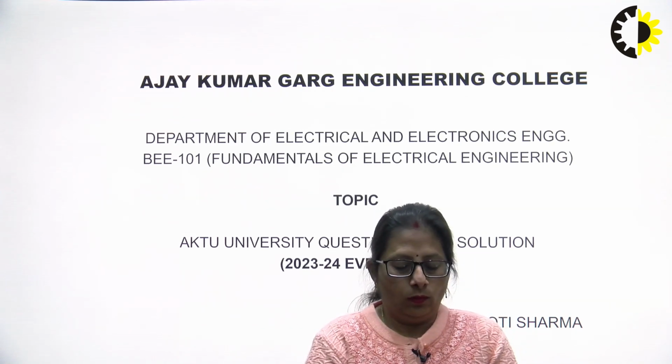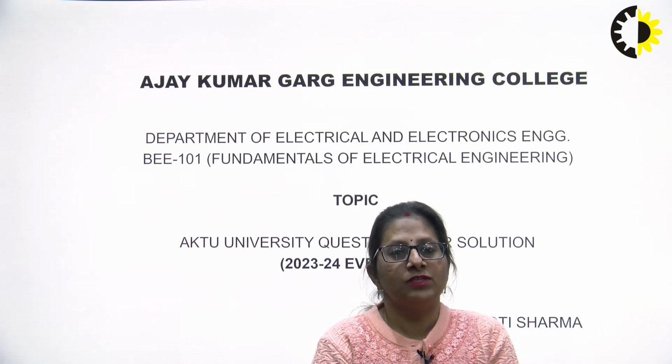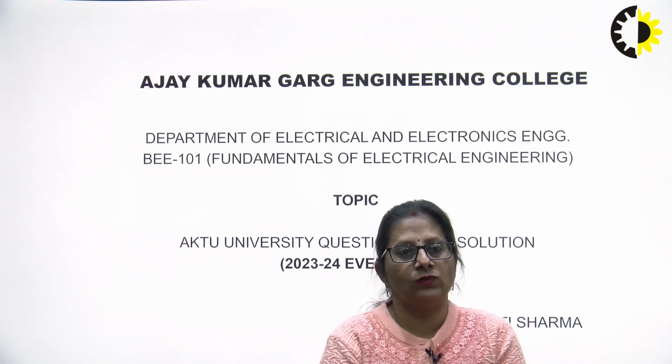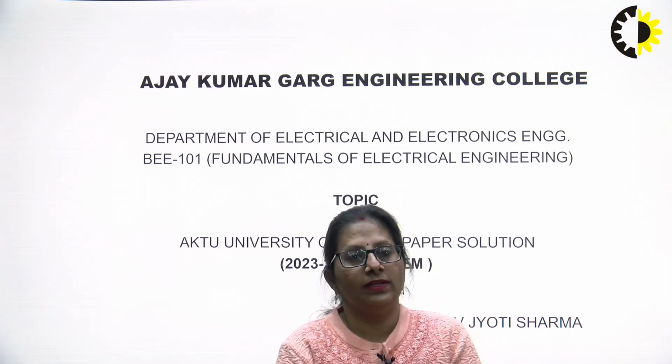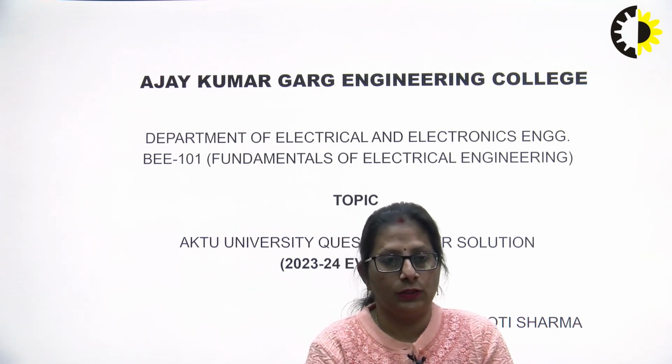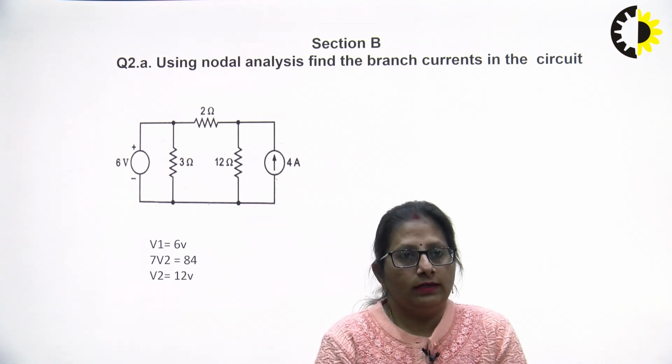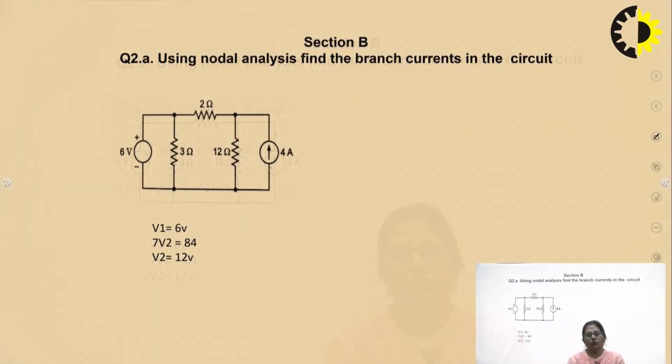The subject we were dealing with was Fundamentals of Electrical Engineering, with subject code BEE 101 under AKTU. In the university question paper, section B has a second question, part A: using nodal analysis, find the branch currents in the circuit. For the circuit shown here, we need to find all the branch currents using nodal analysis.